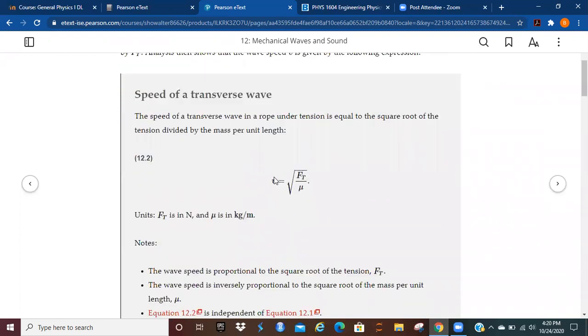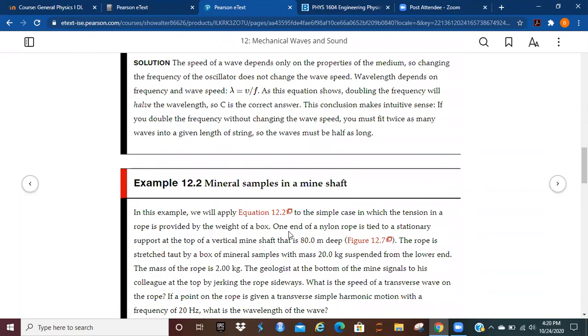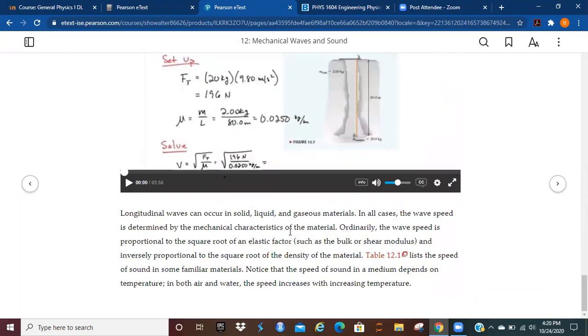So essentially what we're saying here is that the velocity of the transverse wave in a rope under the tension, it's going to be directly proportional to the tension. It's going to be inversely proportional to the mass per unit length. And then you take the square root of those and you actually have your velocity. Obviously the force is going to be measured in newtons, and the mass per unit length is going to be kilogram divided by meters. Again, you got some more examples here.